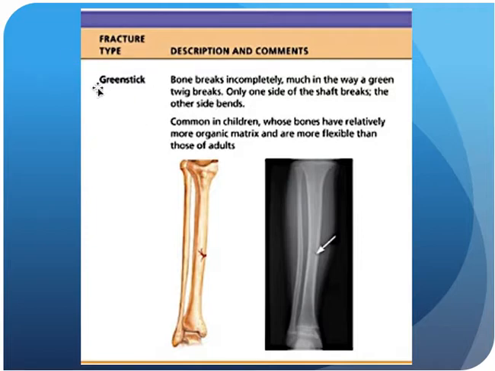This is the same thing that happens with these greenstick fractures, is that they don't snap and they don't break completely. They just kind of fray. So this is common in children, and again, this is where your bones are still growing and they're a little more flexible than when you're an adult.